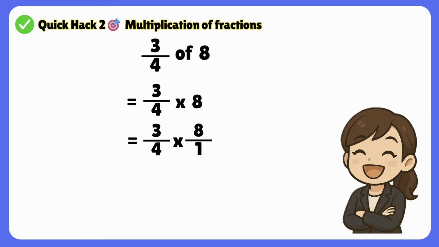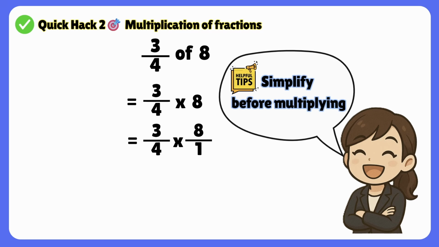Here's a helpful tip. Try to simplify before multiplying. In this example, 4 and 8 can both be divided by 4. 4 divided by 4 is 1, and 8 divided by 4 is 2. Then multiply the top numbers together and the bottom numbers together. 6/1 is 6, so 3/4 of 8 is 6. Exactly the same answer as before.